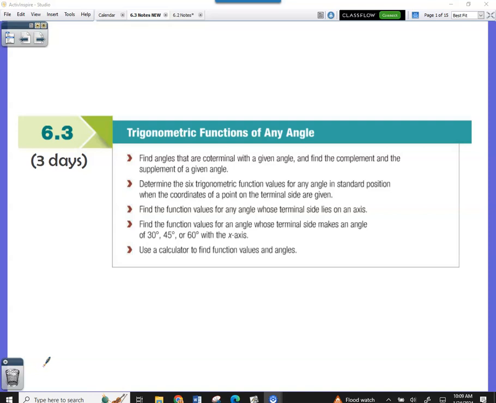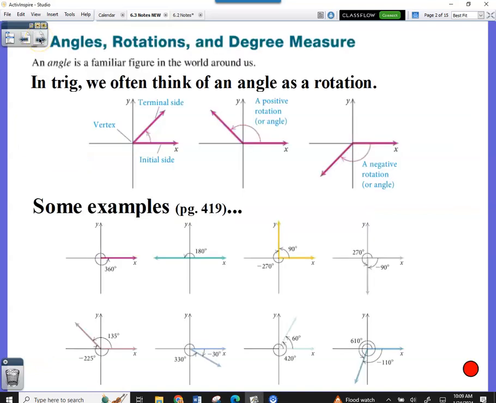Okay, this is 6-3. Notice it does say on it 3 days. It does take about 3 days to go through it without getting overwhelmed. We are starting some of the pre-cal stuff. Okay, this is laying the groundwork for the stuff that's going to come up in the semester. So make sure you understand this.